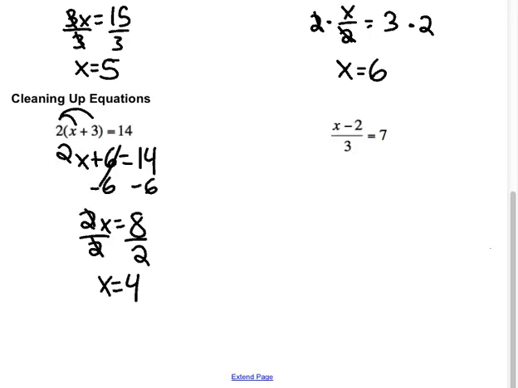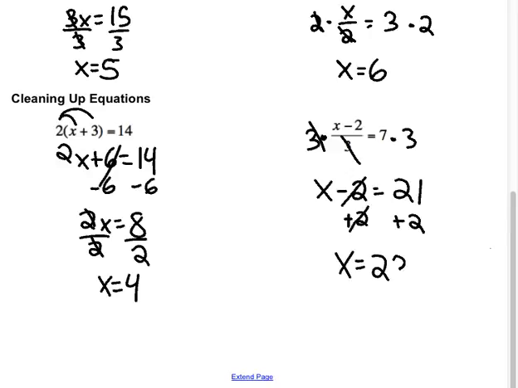The other one, there I can clean this up because the entire thing is being divided by 3. Because the entire thing is being divided by 3, to clean it up, I'm going to multiply by 3 first. Since the whole thing is a giant fraction, I'm going to clean up that fraction first. Now that I have that, I can add the 2 over to finally get the x by itself. And x is going to equal 23.